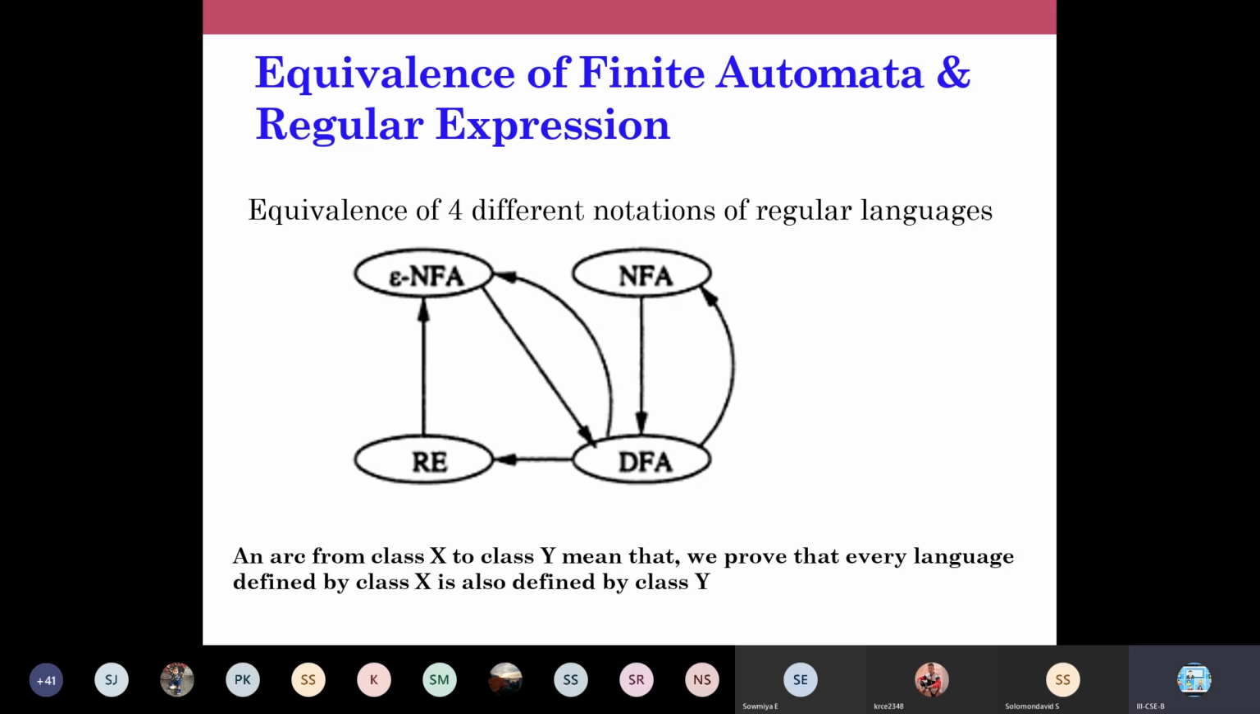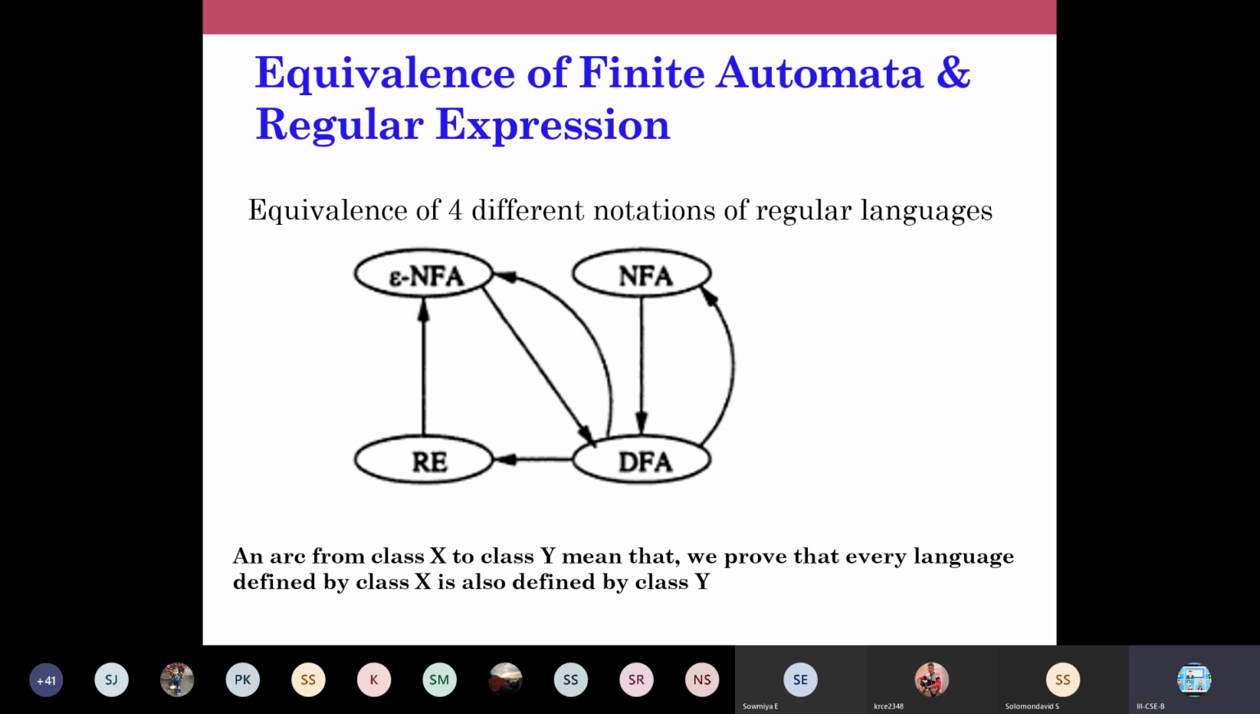The direction denotes that I can convert one into another. You just imagine you take any particular arrow from NFA to DFA. You watch the arrow from NFA to DFA. If there is an arrow from NFA to DFA, it denotes that I can convert an NFA into a DFA. Do you remember the problem that we solved? The problem in converting NFA to DFA.